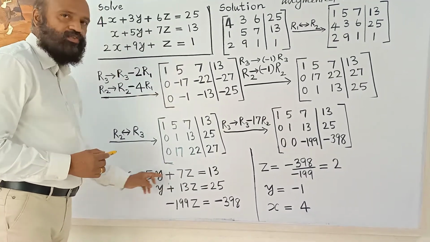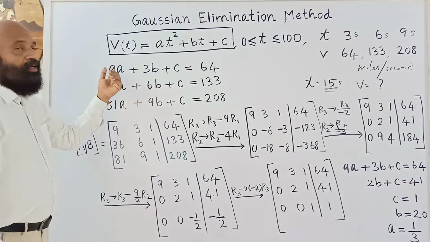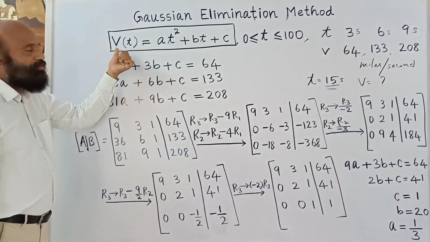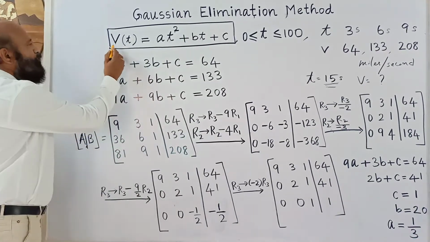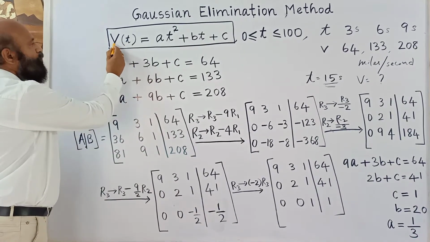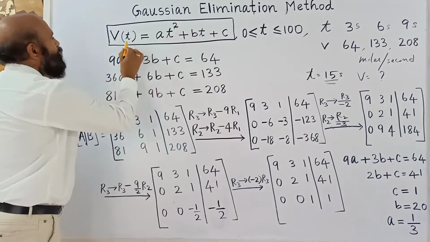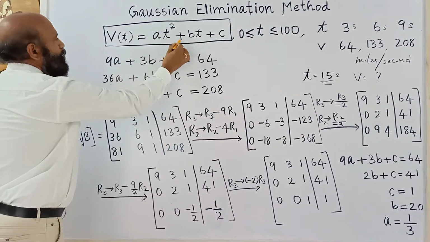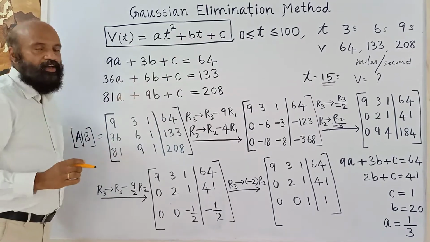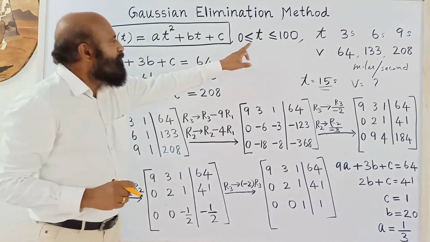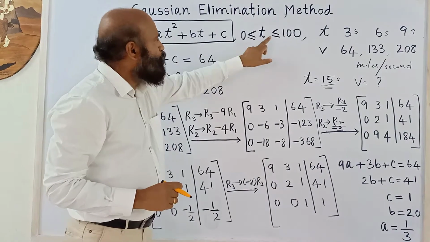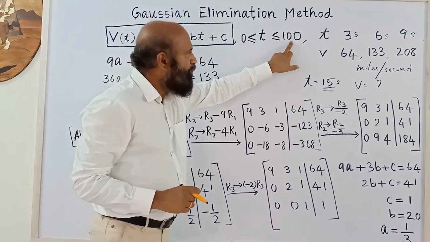So you will get the x value. So the velocity of a rocket is approximated by this relation. Velocity is a function of time. Velocity depends on time. So v is equal to a t square plus b t plus c, where a, b, c are constants. t is greater than or equal to 0 but less than or equal to 100.